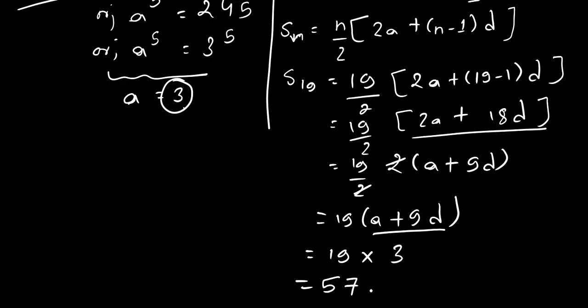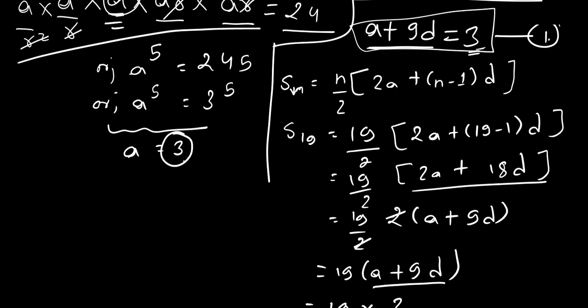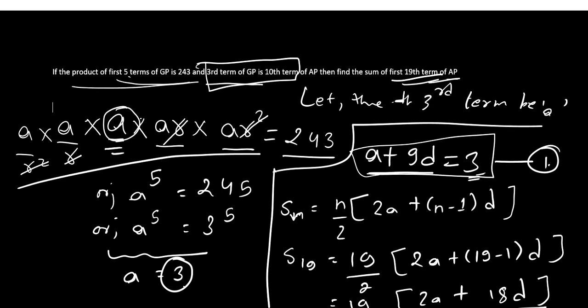Now, let's have a quick recap. What did we do? We were given that the product of the first five terms in GP is 243. So I considered the third term as a. So the previous terms would be a by r and a by r square. The next terms would be a into r and a into r square. Such that r and r got cancelled, r square got cancelled. a to the power 5 is 243, and 243 means 3 to the power 5. So we got the value of a as 3.